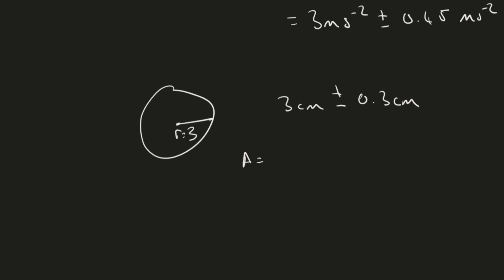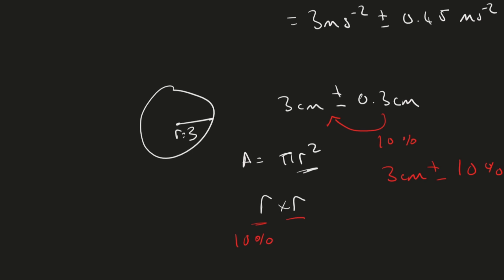Well, the area equals pi r squared. So here we want to square the radius, so what would the uncertainty be? Squaring the radius is the same as doing r times r, so it's a multiplication. If it's a multiplication, we add the percentage uncertainties. 0.3 as a percentage of 3 is 10%, so we can rewrite this as 3 centimeters plus or minus 10%. The uncertainty in r is also 10% because it's the same thing.